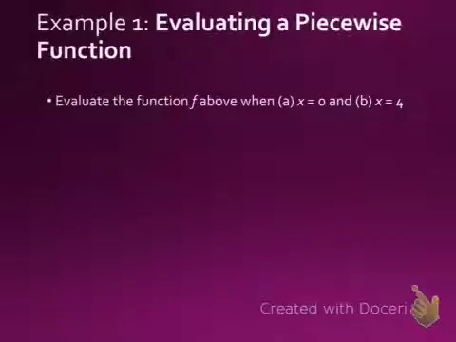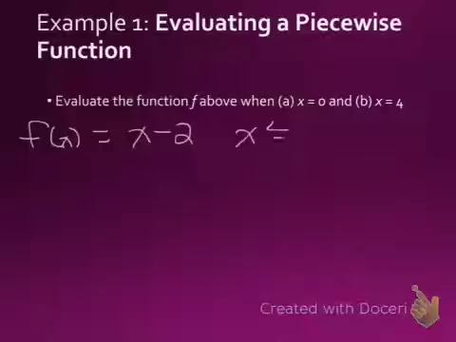So example 1 here is wanting us to evaluate a piecewise function. So just evaluate the function that we just used in that core example. Evaluate that function when x equals 0 and when x equals 4. So at x equals 0, we've got to decide which one we're going to use. At x equals 0, we're going to be using that first f of x, f of x equal to x minus 2, because see, that's when x is less than or equal to 0.